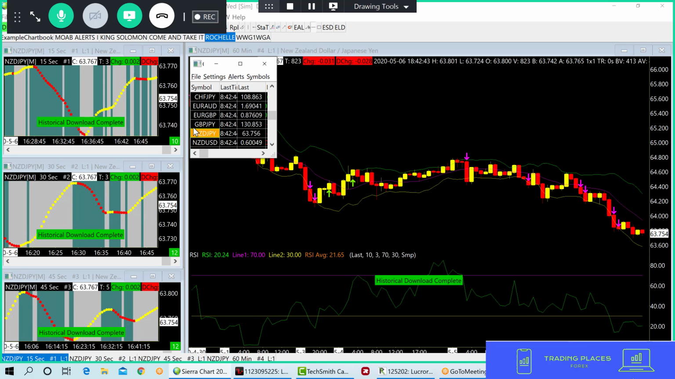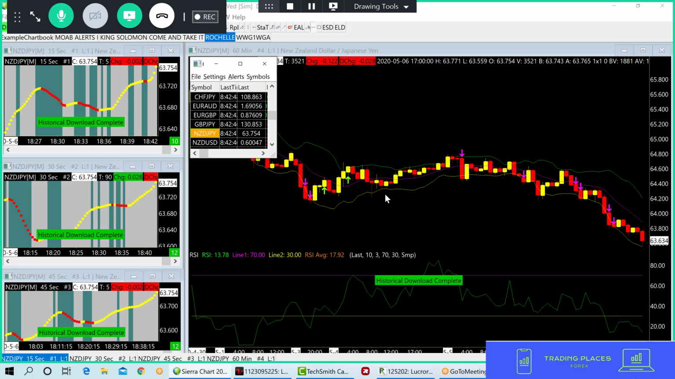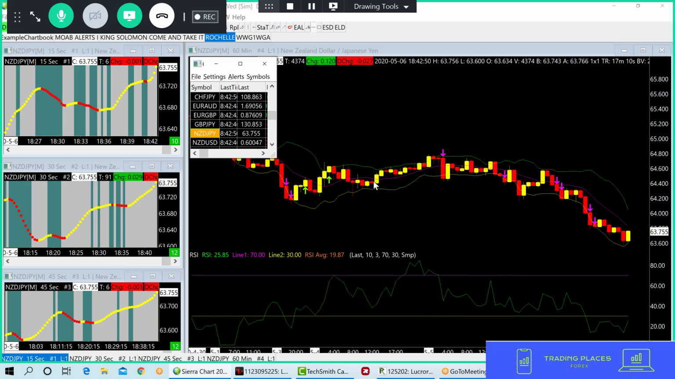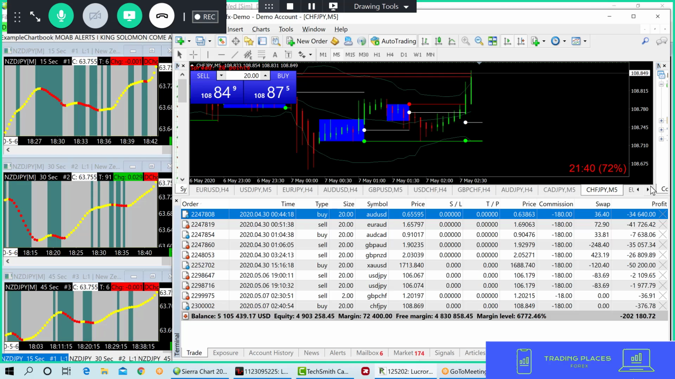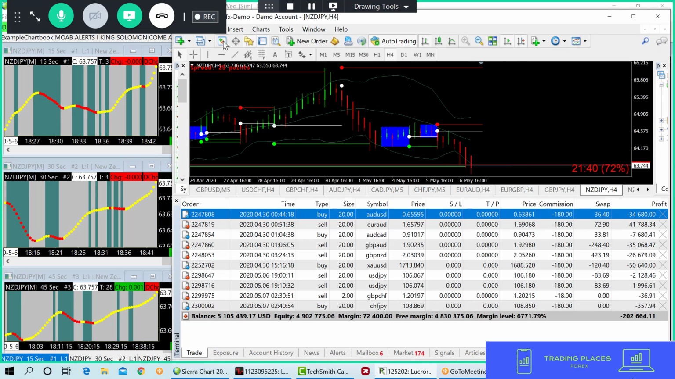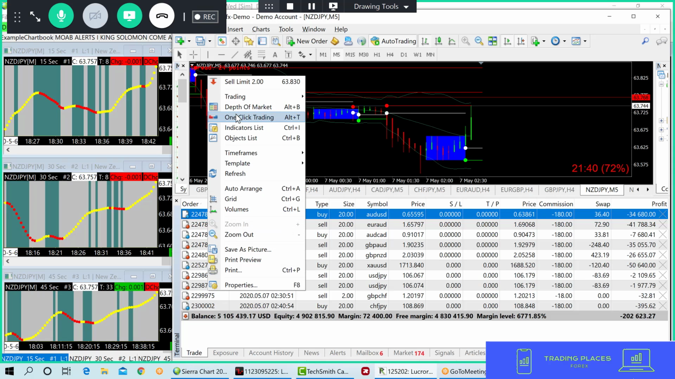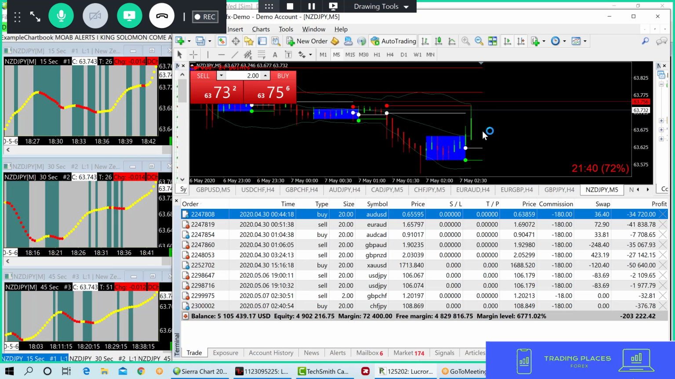New Zealand yen. Let's take a look at New Zealand yen. We're looking at a downward trend. Let's change it to the 5-minute. Let's put our one-click trading. This one's going up too. This is one of those ones where, man, you want to take it, but you're also going against a downward trend.